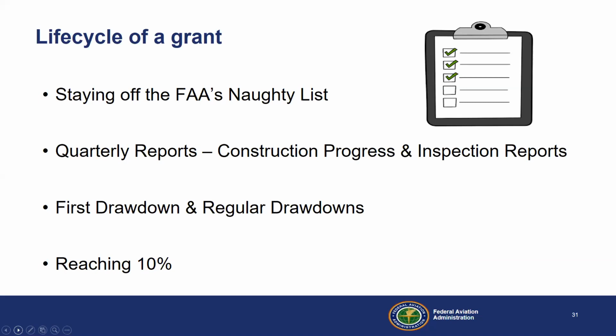Lastly, reaching 10%. So in AIP, you're able to draw down your grant to 10%. Unfortunately, a lot of airports do that, reach the 10% and then let the grant sit. That last 10% doesn't sound like a lot, but when you do it and your friends at your other airports do it, those 10% sitting around add up, and it becomes another way that we're not being fiscally responsible for grants.